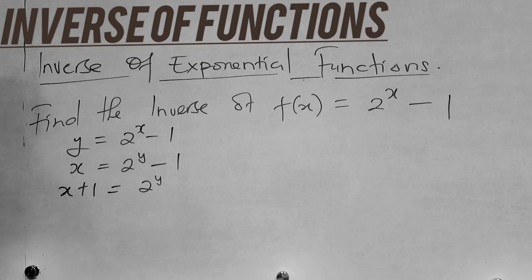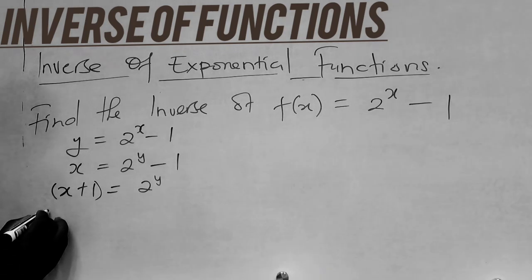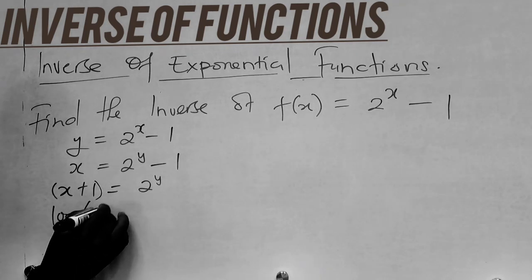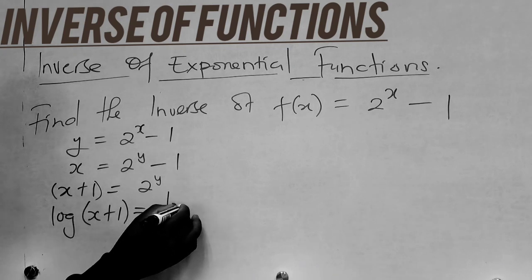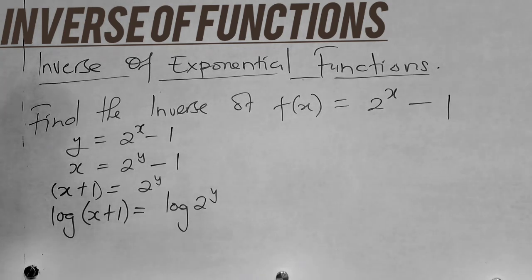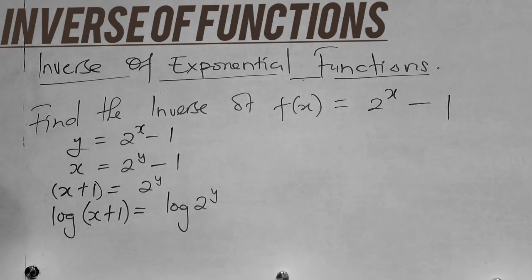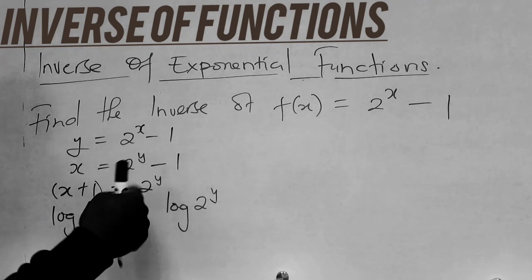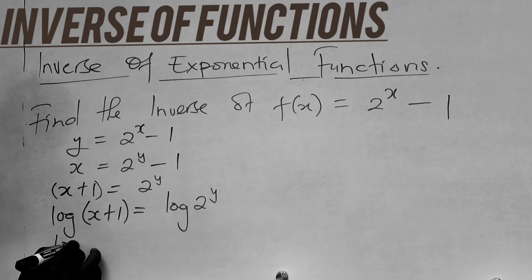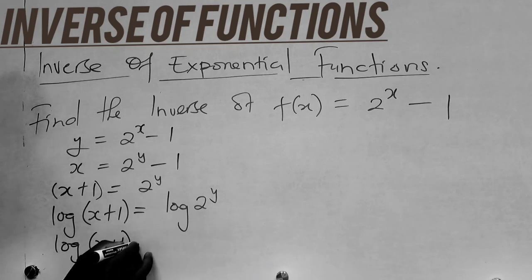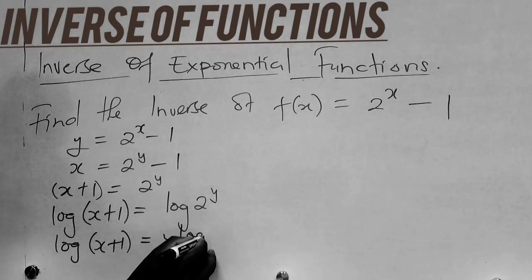Then we want to drop this y, we only drop it by means of a logarithm. So we apply logarithm both sides. Here you can put brackets to make it 1 term. So this will be log of x plus 1, which is equal to log 2 power y. And from there, we need to drop this y by that law of logarithm, where if you apply log, the exponent drops. So log of x plus 1 is equal to y log 2.